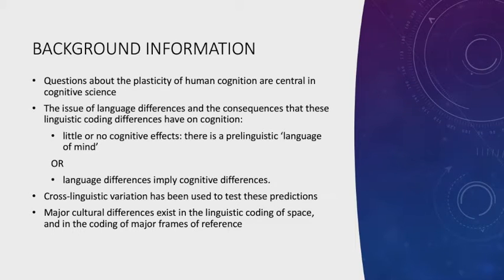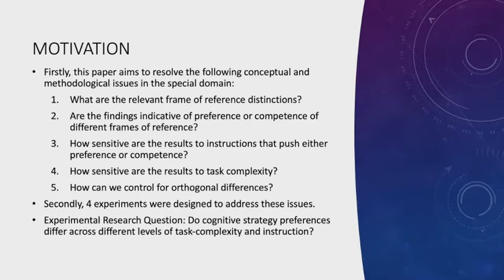consequences that these linguistic coding differences have on cognition. One perspective predicts little or no cognitive effects, another perspective predicts that language differences imply cognitive differences. Cross-cultural comparison suggests that the language one speaks indeed coincides with the frames of reference in which spatial memory and inference preferably operate, although these results remain controversial.